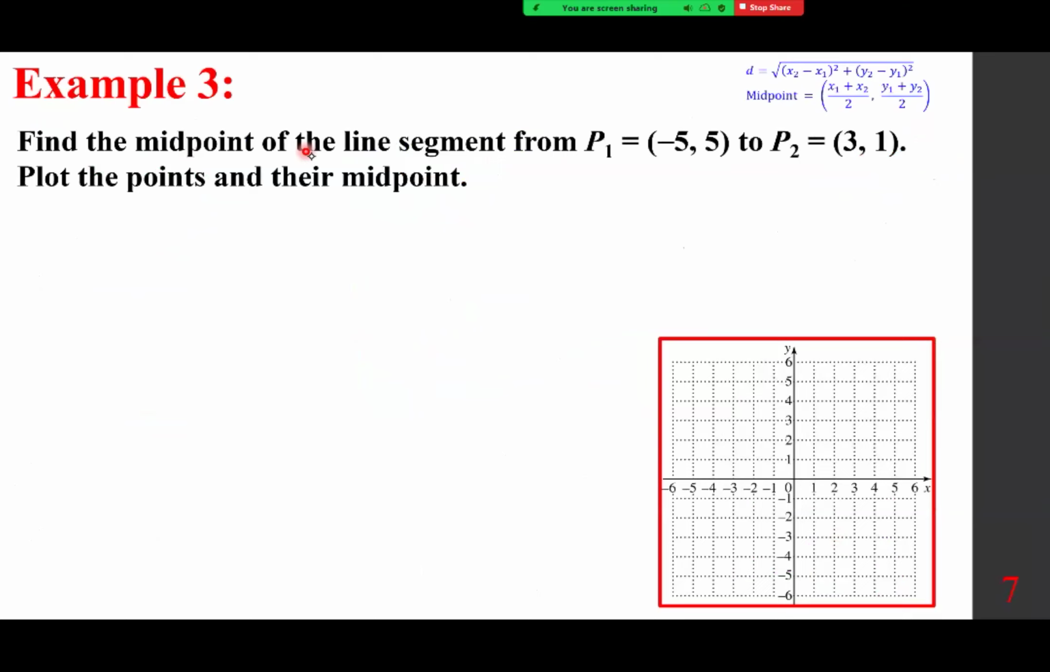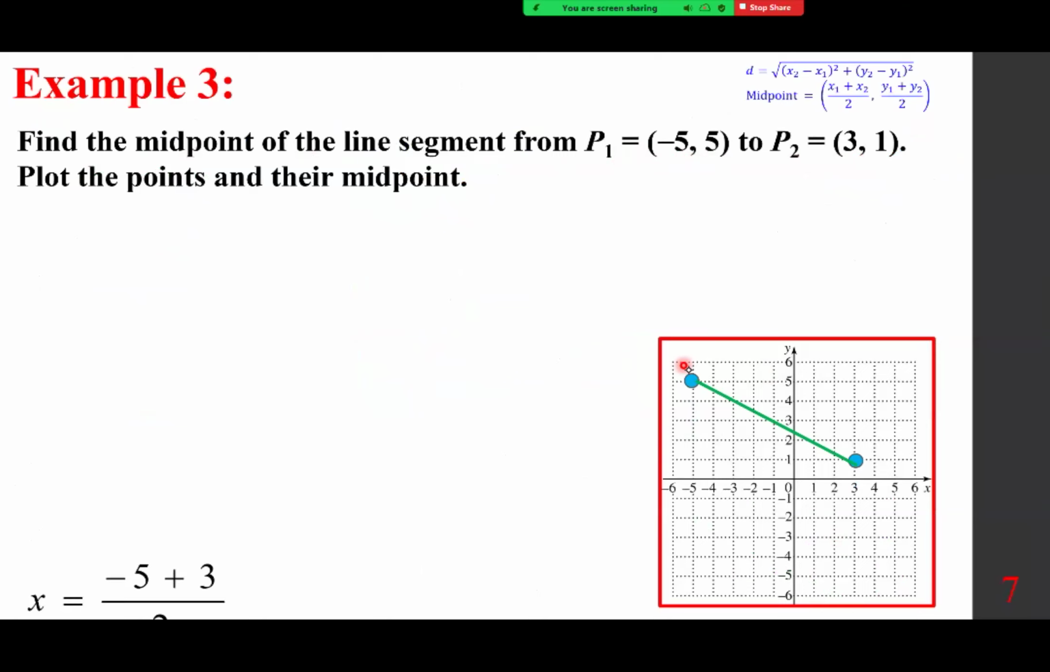Find the midpoint of the line segment. P1 has coordinates negative 5, 5. P2 has coordinates 3, 1. Plot the points and their midpoint. Well, negative 5, positive 5, and 3, comma 1.